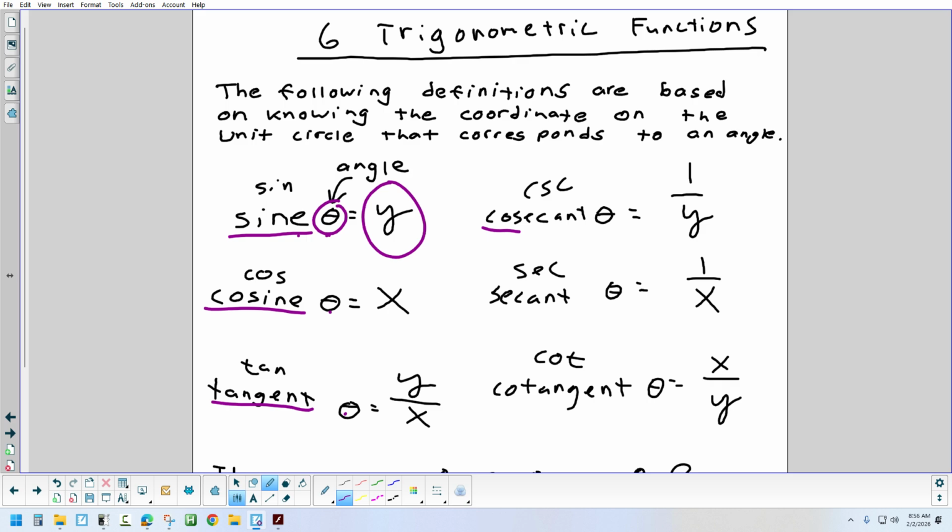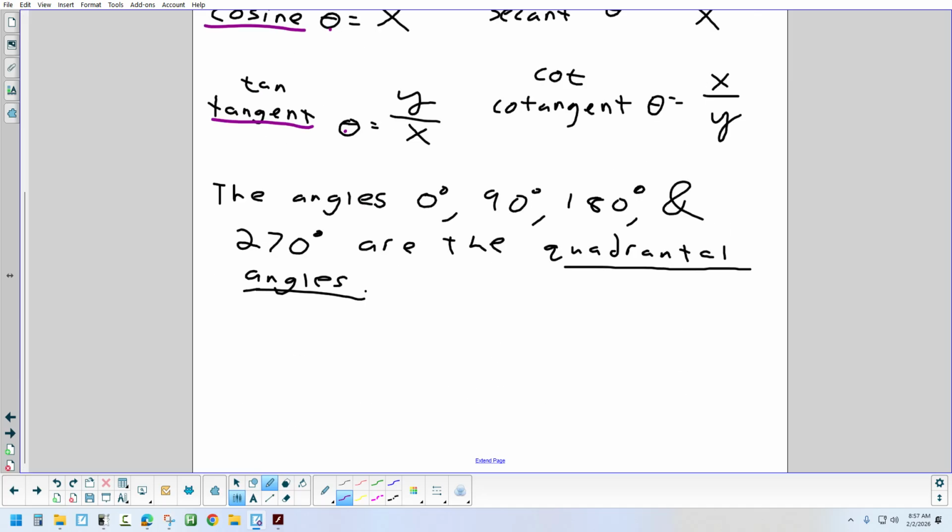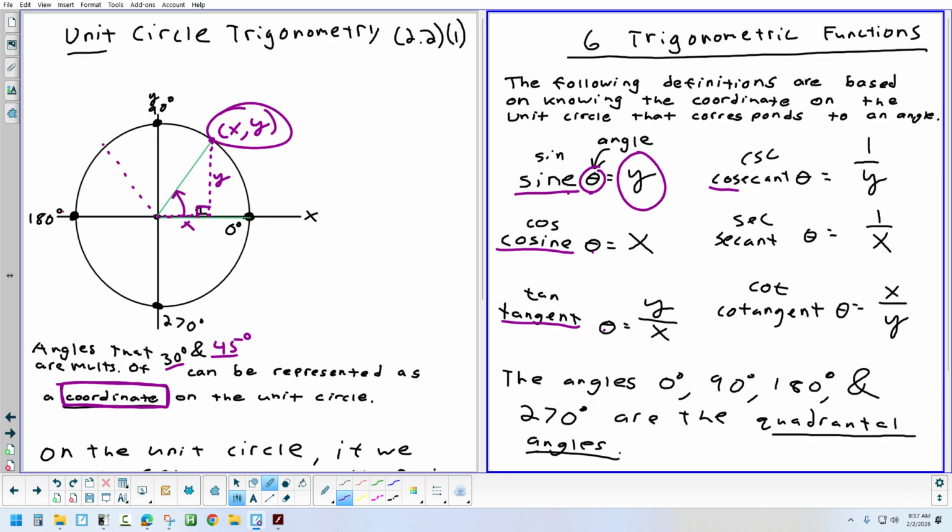So for all the problems that we're going to do, at least to start, you are not going to know the number to fill in. You're going to know the coordinate, or you're going to have to figure out the coordinate. And that's all we need. Okay, so I'm going to show you how to do it with the coordinate. There are 4 angles that I think we could get the coordinates for right now. And that's 0, 90, 180, and 270. Those 4 angles are called the quadrantal angles because they're on the axes, and the axes give you 4 quadrants.